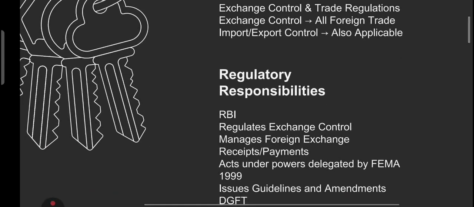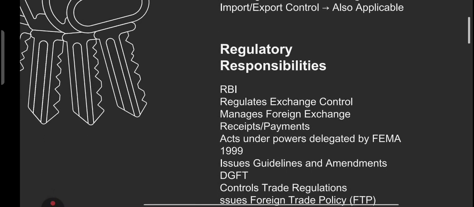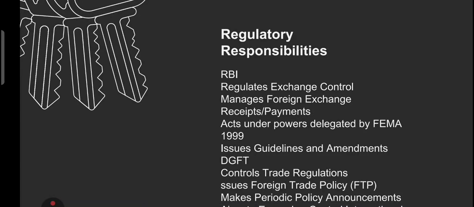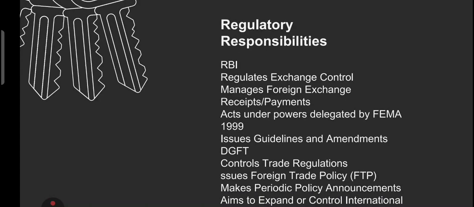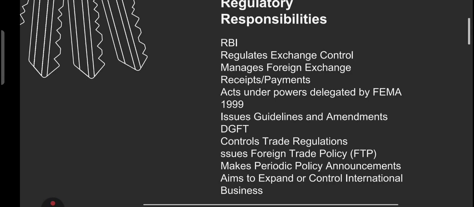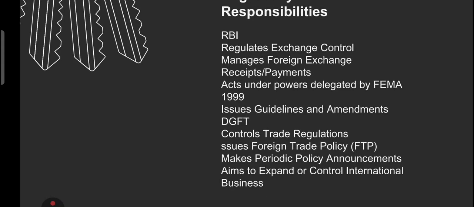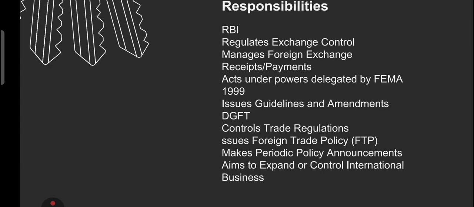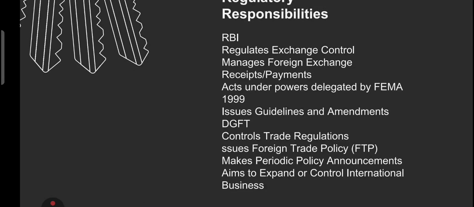Then if we talk about the regulatory responsibility, who does what? RBI regulates exchange control, manages foreign exchange receipt and payment, acts under FEMA 1999, and issues policy guidelines. These are undertaken by RBI. And DGFT controls trade regulation, issues India's foreign trade policy, makes regular policy announcements, all with one aim: to expand and regulate India's international business. So the next time you come across a question about foreign trade, export rules, or FEMA in an exam or real world scenario, just remember the key players: DGFT, RBI, and FEMA, the real game changers of India's trade framework.